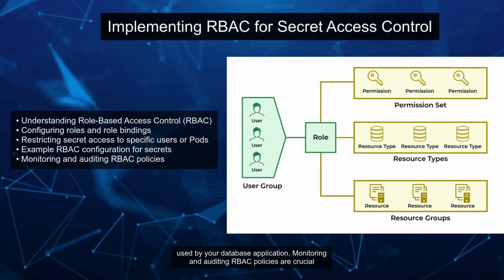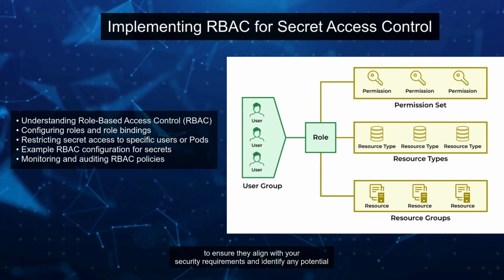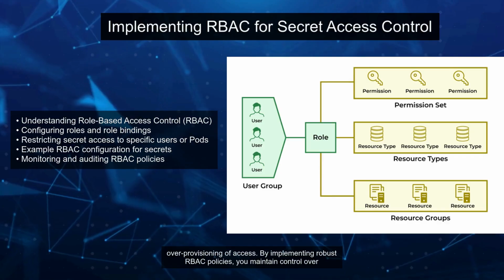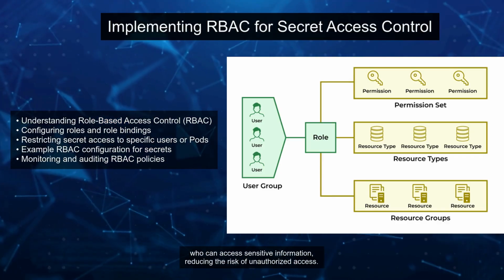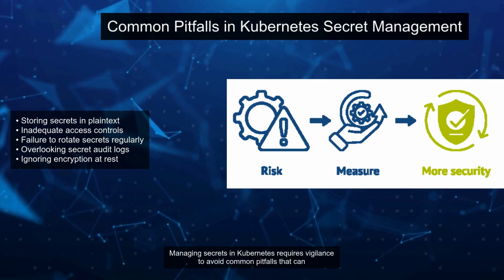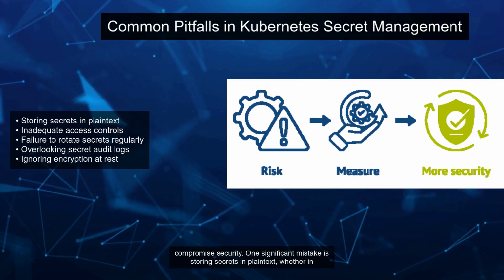Monitoring and auditing RBAC policies are crucial to ensure they align with your security requirements and identify any potential over-provisioning of access. By implementing robust RBAC policies, you maintain control over who can access sensitive information, reducing the risk of unauthorized access. Managing secrets in Kubernetes requires vigilance to avoid common pitfalls that can compromise security.